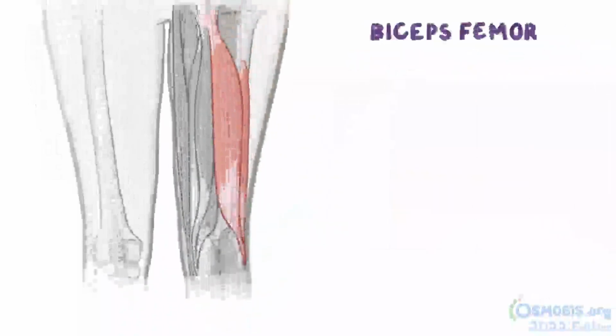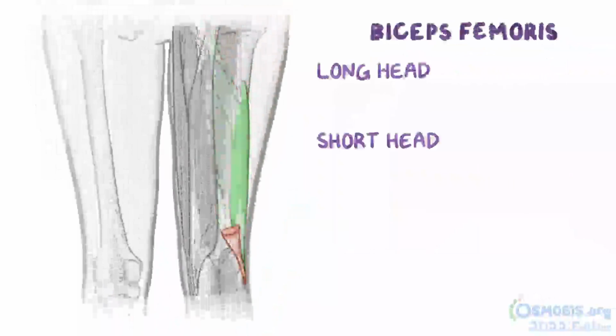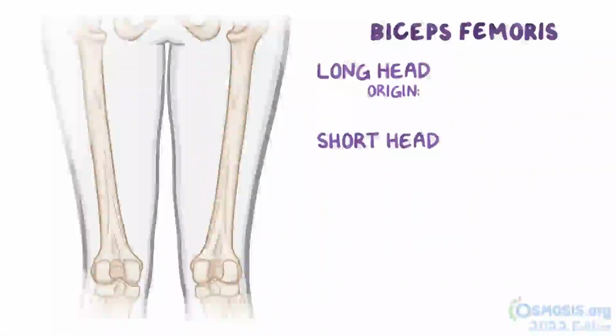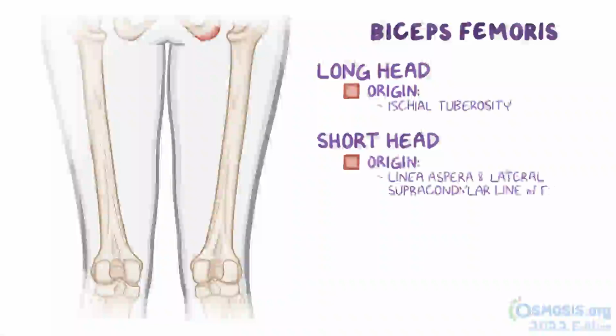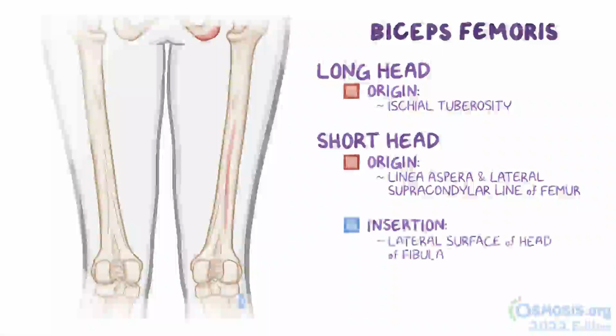The biceps femoris has a long head and a short head. The long head originates on the ischial tuberosity, whereas the short head originates on the linea aspera and lateral supracondylar line of the femur. These two heads merge in the inferior part of the thigh to form a tendon that inserts on the lateral surface of the head of the fibula, where it's split by the fibular collateral ligament of the knee.